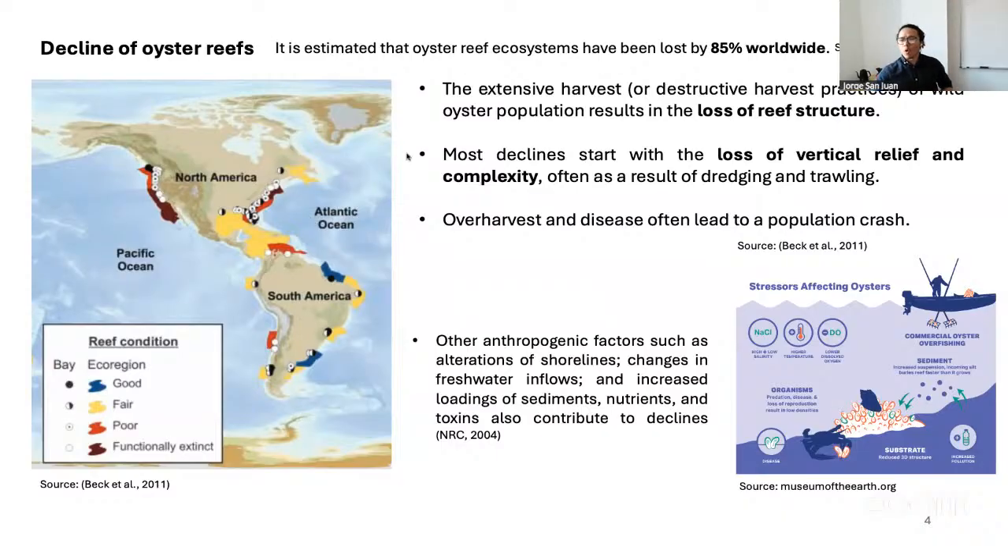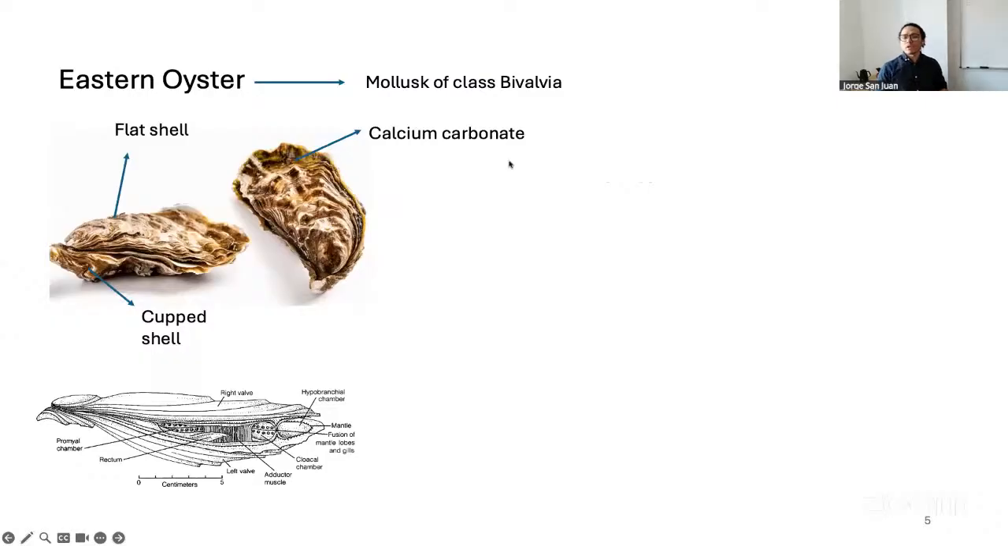Particularly the oyster reef that we're interested in this study are the eastern oysters. These are mollusks that belong to the class Bivalvia. This type of mollusk has a particular shape that is composed of two shells. One is a flat shell, and the other one is a cup shell.